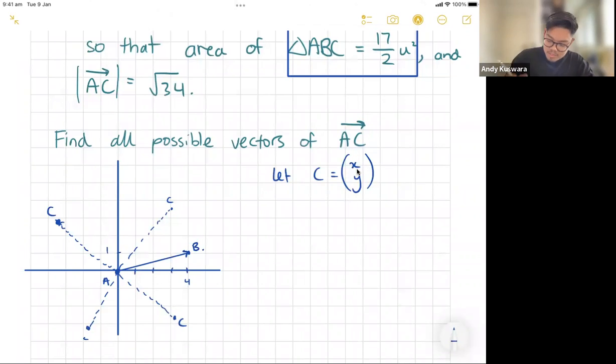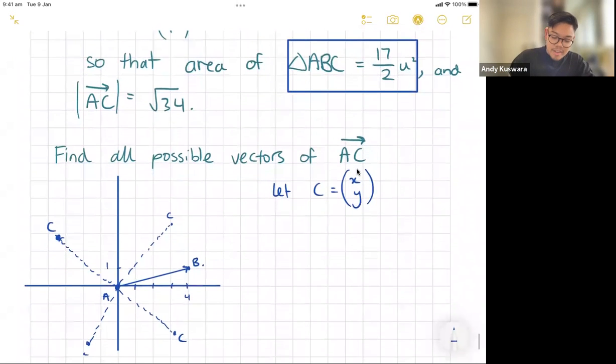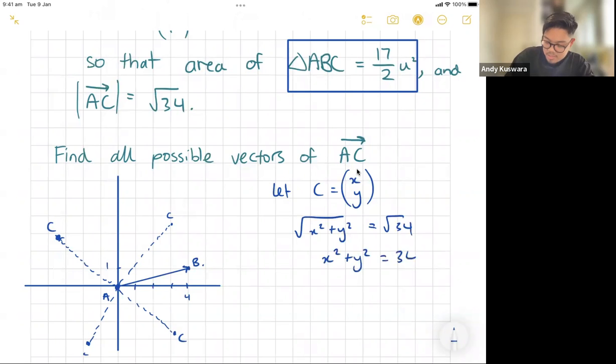Okay. So the first one here is I know that the length of AC should equal root 34. So I'm going to write it as, well, I know that the square root of x squared plus y squared should equal root 34. And so I can see here that x squared plus y squared should equal 34. Okay, just by using the magnitude, right? So I was using the magnitude of AC, sorry. Okay, so that's one equation.